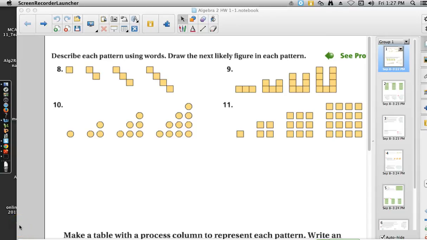These are the frequently asked questions for Algebra 2 for section 1-1.